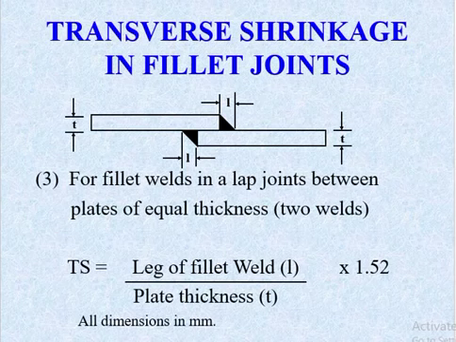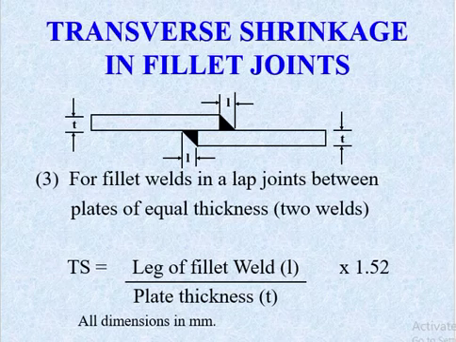Now you see transverse shrinkage in a fillet joint. For a fillet weld in a lap joint between plates of equal thickness, two welds are there. The transverse shrinkage will be the leg of the fillet weld. The leg is the fillet weld leg, and that is the plate thickness T, times 1.52. This is the transverse shrinkage of the fillet joint in the lap condition.